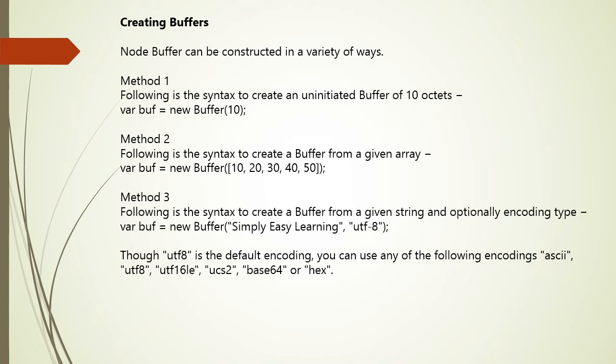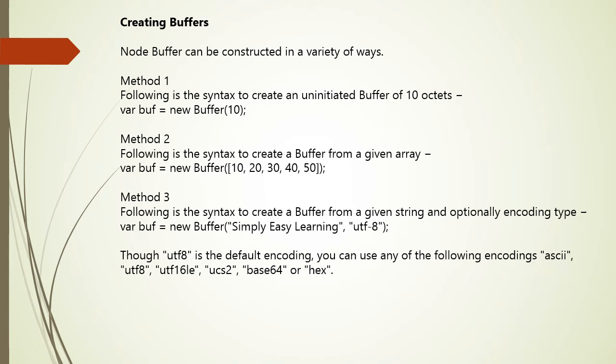The second method is the syntax to create a buffer from a given array, for example: var buf = new Buffer([10, 20, 30, 40, 50]). Next is the syntax to create a buffer from a given string and, optionally, an encoding type: var buf = new Buffer("simply easy learning", "utf-8").